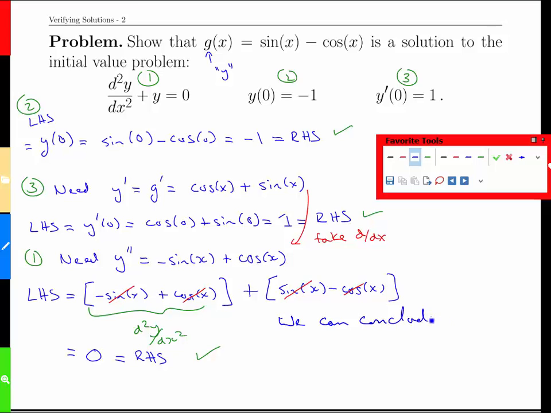We can conclude that sine of x minus cos of x is a solution to this initial value problem, IVP. If it had failed any one of those 3 equations, then we would not have a solution. So what we're going to be doing as we move forward is getting solutions ourselves, constructing them ourselves, and as a last step, when it seems feasible and helpful, we'll be verifying our solutions as well.